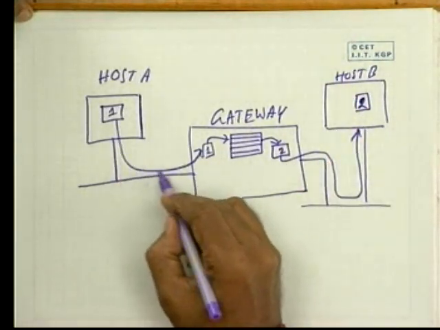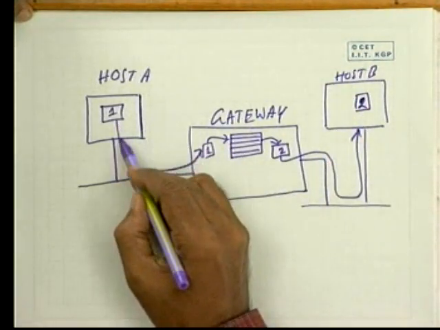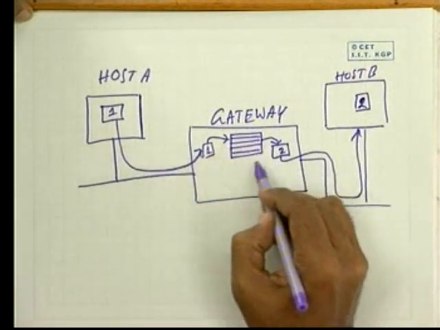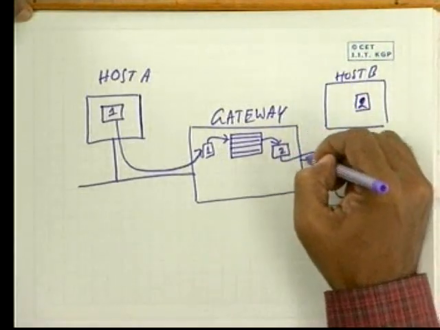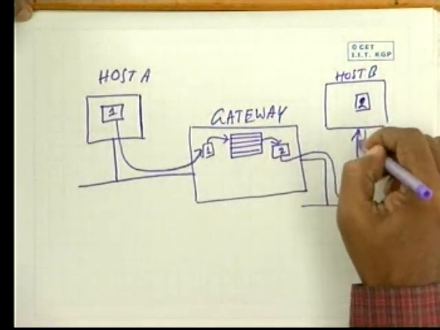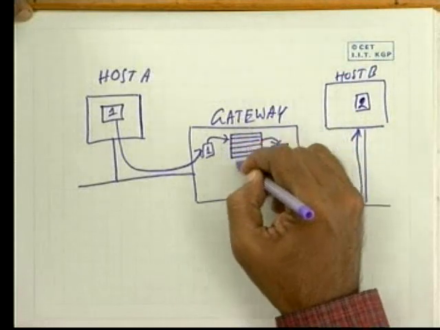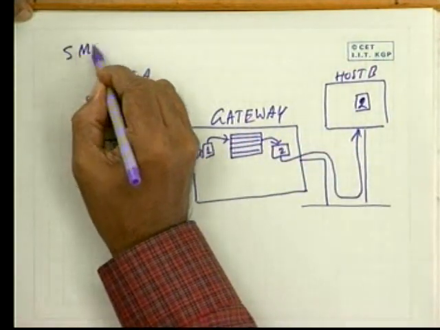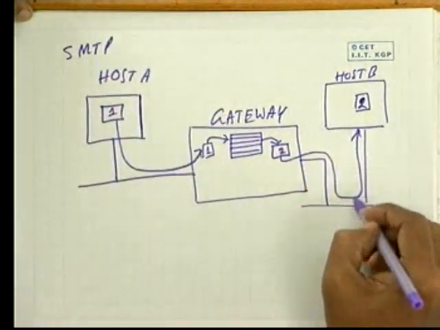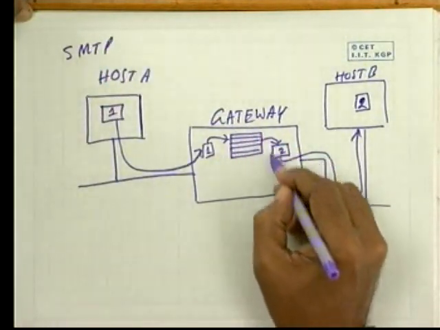So, using this link, the message can be delivered to this gateway, which acts as some kind of mailbox for a number of users, hosts on this side. Host B, which is one of the users of the mailbox, can set up a link to this gateway using the SMTP protocol, and then it can receive and send messages using this gateway.